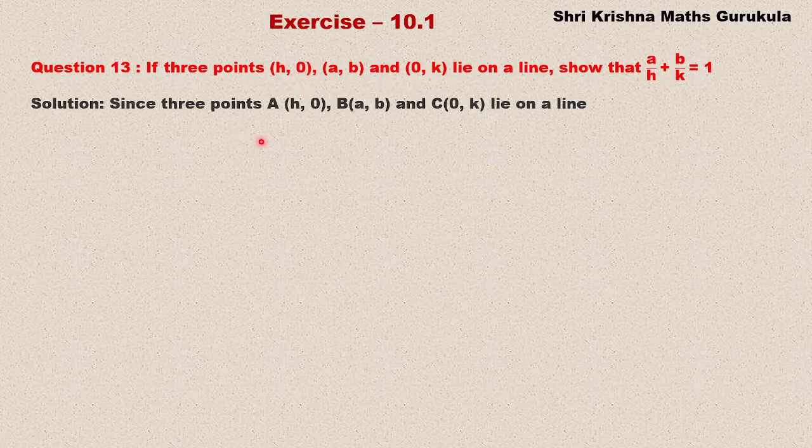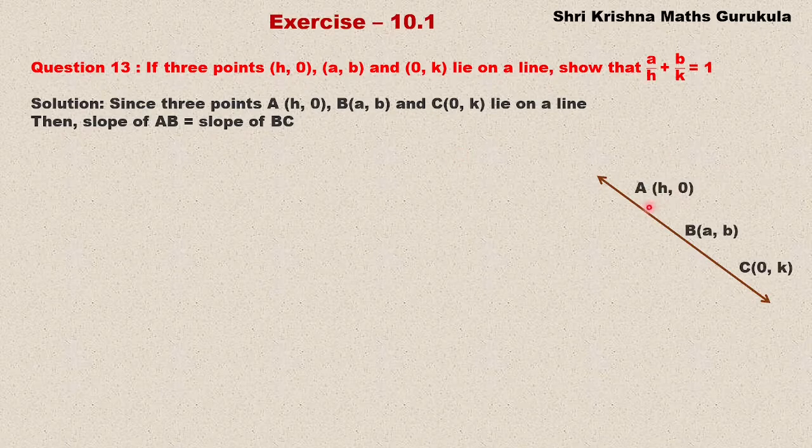I am calling these 3 points A of h, 0, B of a, b and C of 0, k. All these 3 points lie on a line and they are collinear. When the points lie on the line and they are collinear, if I find the slope of the line using the points A and B, and I find the slope of the line using points B and C, don't you think they both will be the same? Because we'll be finding the slope of the same line, right? Yes, this is the line. If I use these 2 points to find the slope, or if I use these 2 points to find the slope, both will be absolutely the same because it's the same line of which we will be finding the slope. So we can easily say that slope of AB is equal to slope of BC.